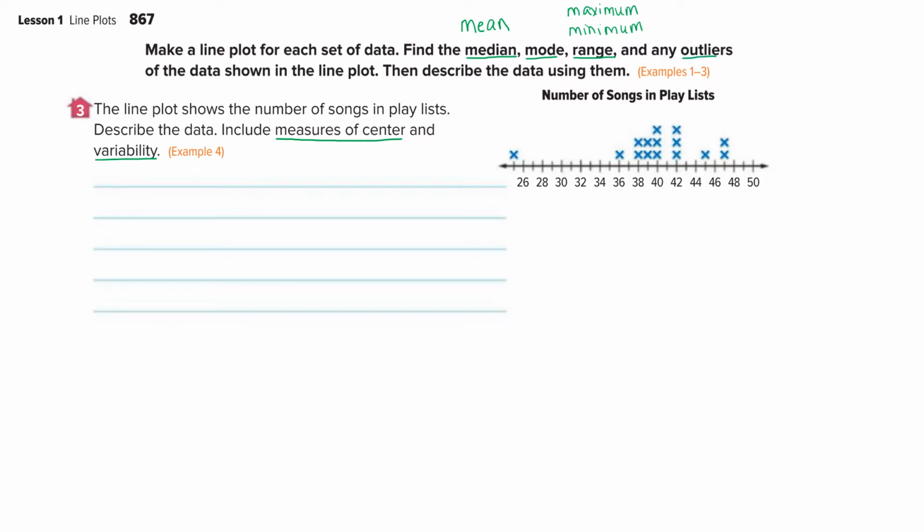They want us to find the outliers, which means we'll have to find the interquartile range. All right, so let's get started. We're going to start with the median first.